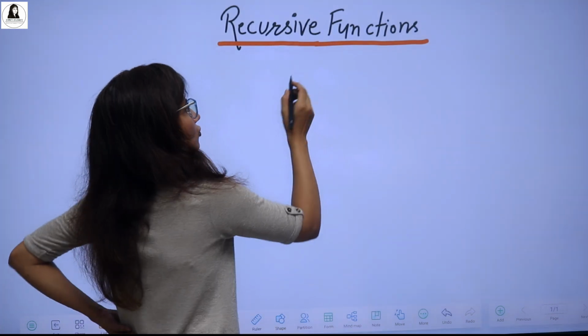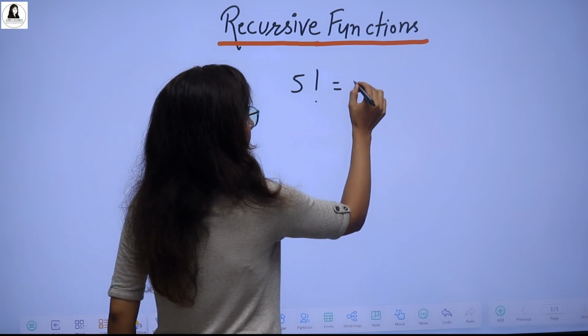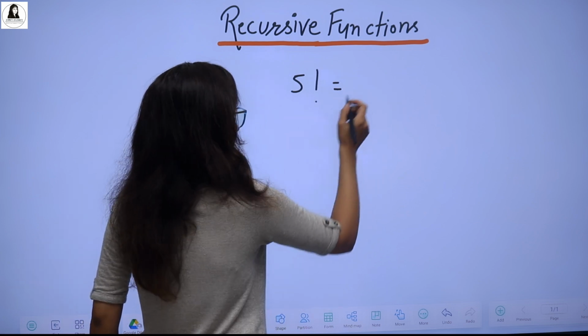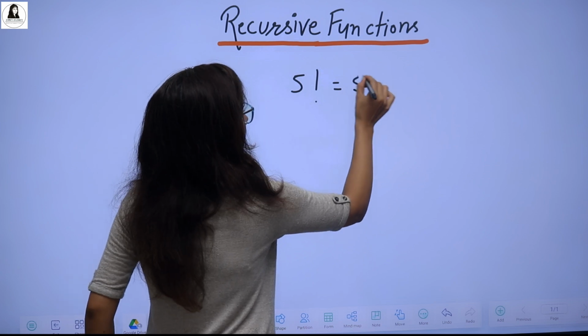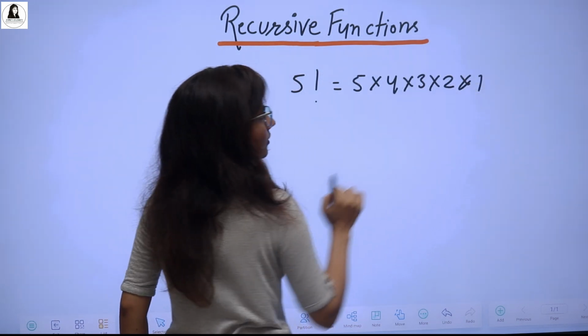Factorial of a number. I want to find out factorial of 5. So how will you write it? This is a mathematical problem. Obviously we'll write here 5 into 4 into 3 into 2 into 1.